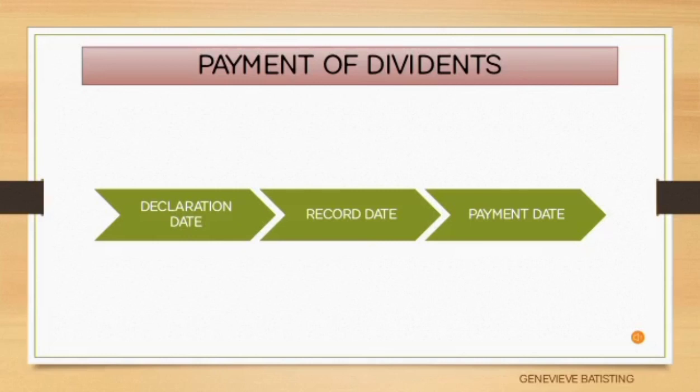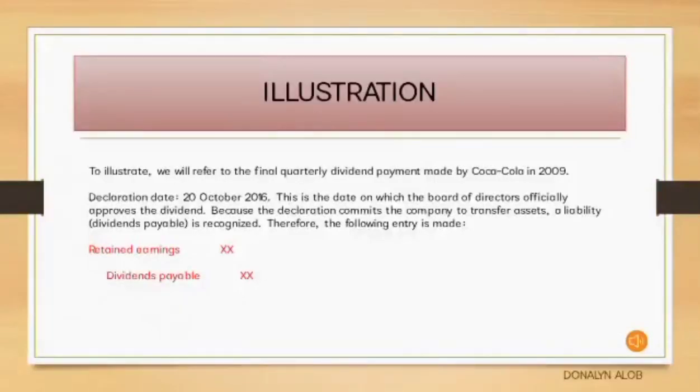Dividends can be paid only to the shareholders who own stock on the date. Payment date, December 15, 2016. The payment date is the date on which the cash dividend is paid to the shareholders of record. To illustrate, we will refer to the final quarterly dividend payment made by Coca-Cola in 2009.